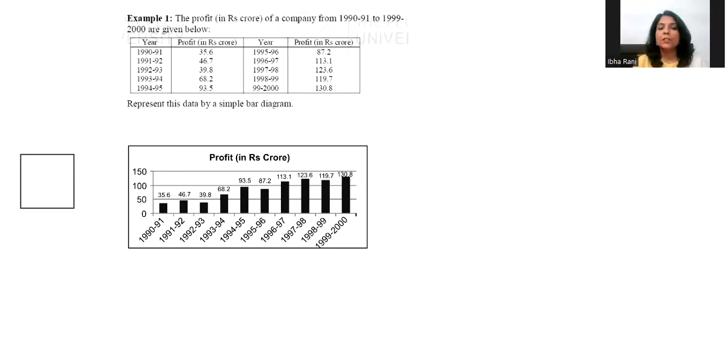In the next year it is 46.7, almost touching 50. The next year it is 39.2; the profit has been reduced. So it is easy to see. From this diagram you can directly interpret which year has the highest bar. You can see that it is 130.8, so in the year 2000 the profit of the company was maximum. That's why we depict our data in a diagram.